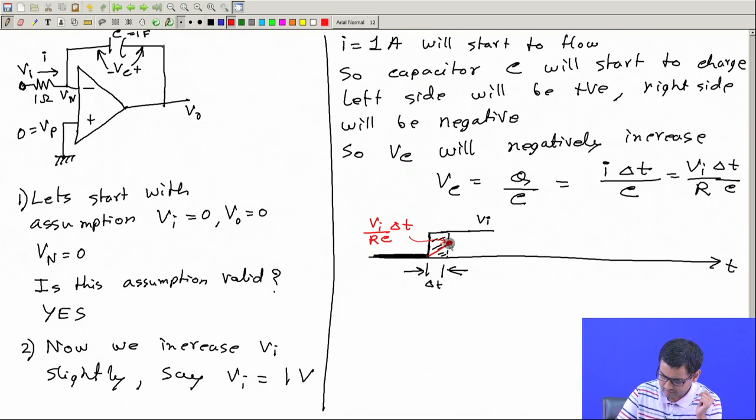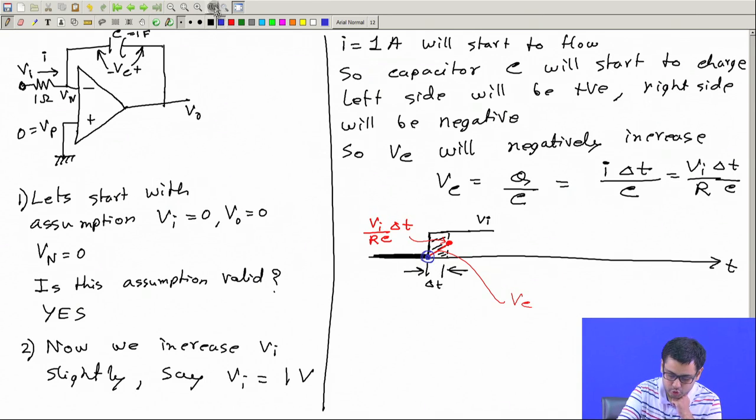Now, this red curve is for Vc. Let me write here. This is Vc. The black is Vi. And now let me draw what will happen to Vo. Let me see what will happen to Vo. At this starting moment, Vo was 0. Let me draw that with blue pen. So here Vo was 0.